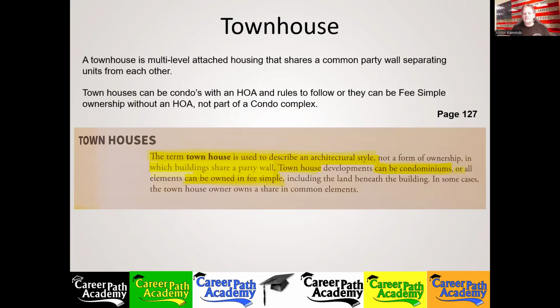Do not conflate townhouse with condominium. Condominium is a form of ownership, whereas a townhouse is an architectural style. Often townhouses are condominiums. They don't have to be, though. They could be owned fee simple without a HOA. So usually you cannot tell simply by looking at it if a townhouse is fee simple ownership or if it's a condo complex, or if it's a condominium where you need to follow some HOA's rules. Okay.